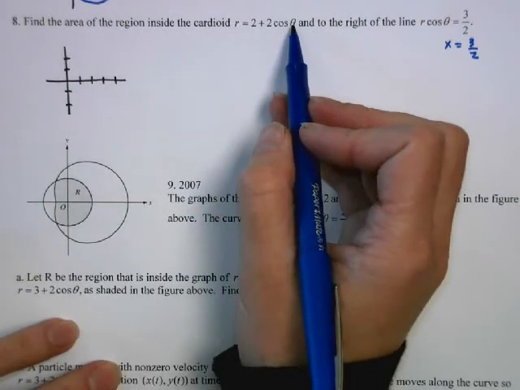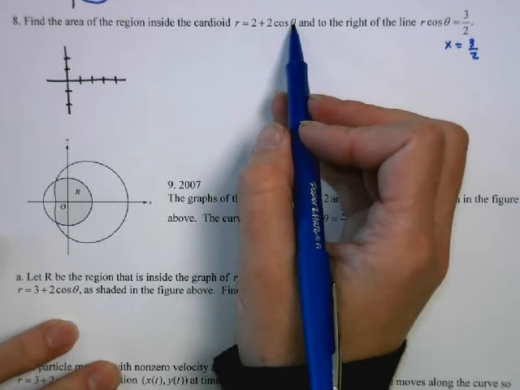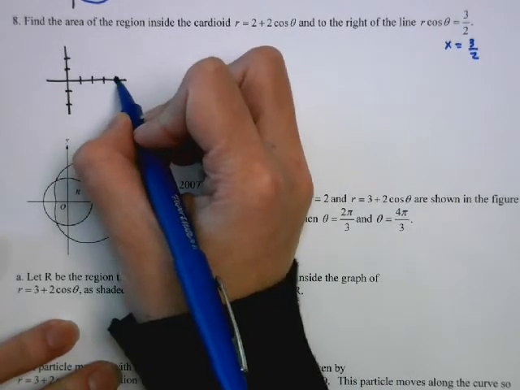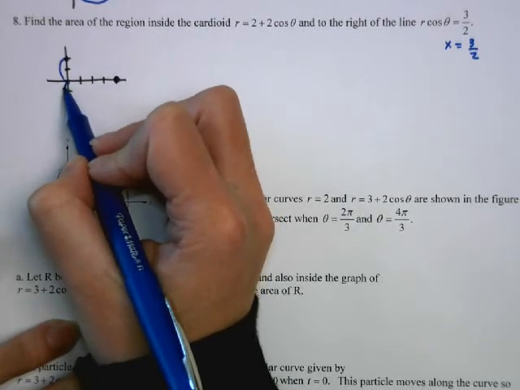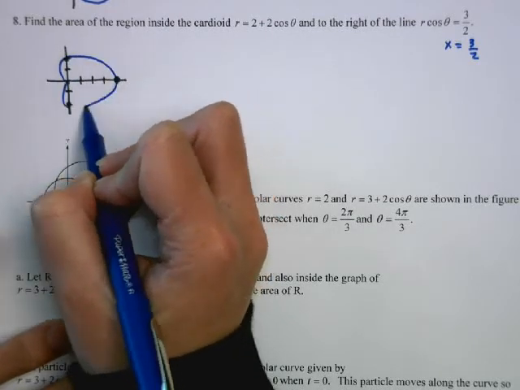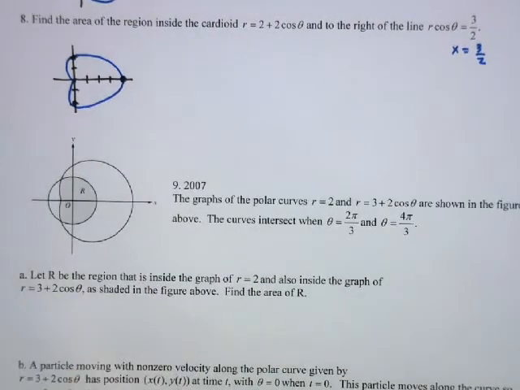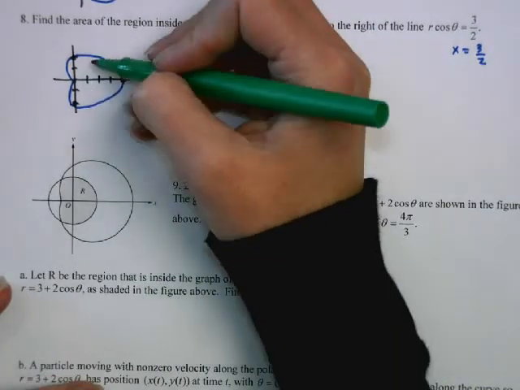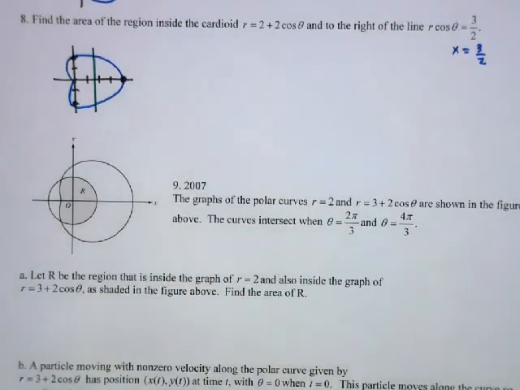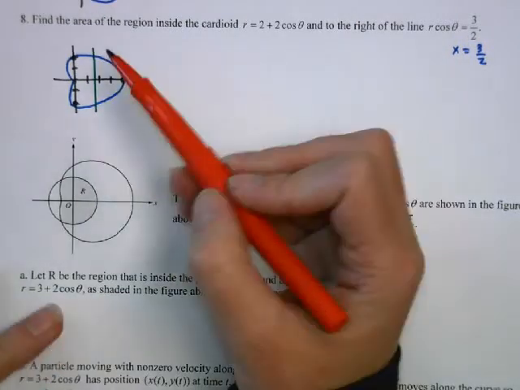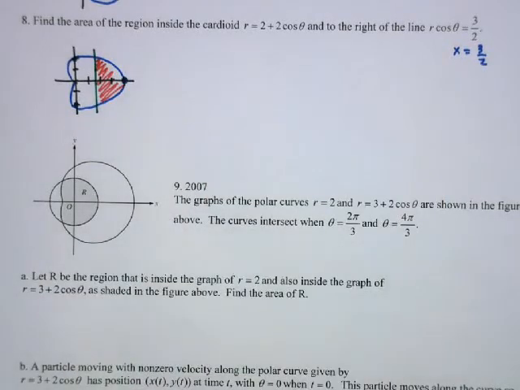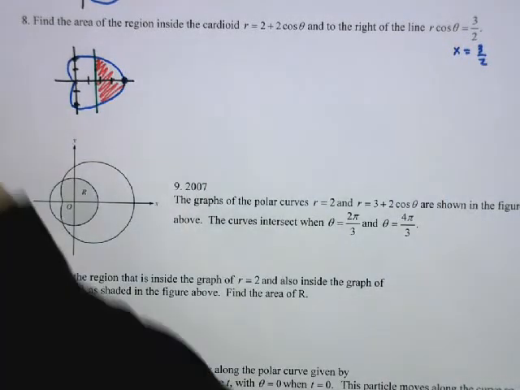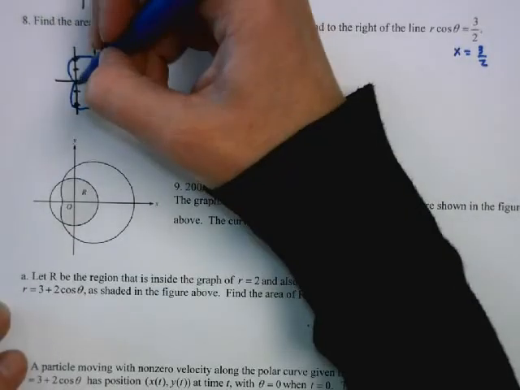Okay, so if I plug in cosine of 0, it's going to be at 4, 2, -2. So there's the cardioid, and then we have the vertical line x equals 3/2. And we want the area to the right of it. So what I need to do is figure out these theta values.